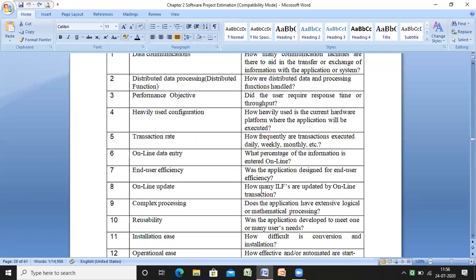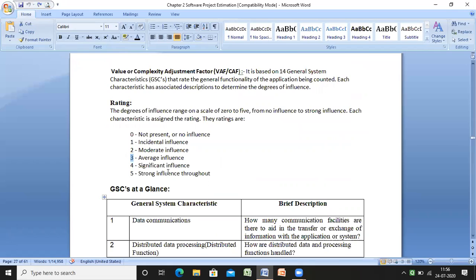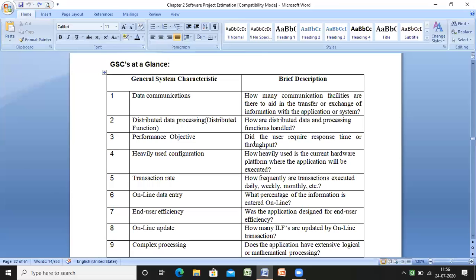So I am going to multiply that by 3 because it is treated as average. If they mention moderate, then I have to multiply by 2. If they mention significant influence, then I have to multiply it by 4. If they mention strong influence, then I have to multiply it by 5. You get it?